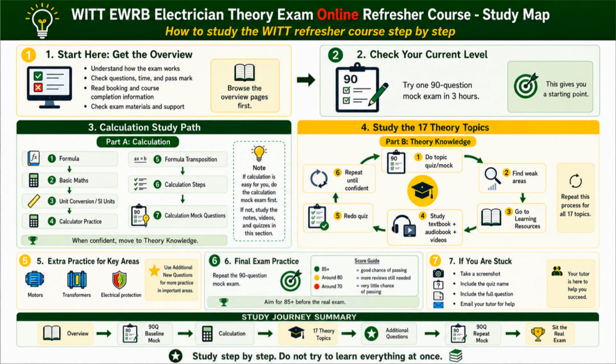The first step is to get the overview. Before you start serious study, please browse the overview pages first. You need to understand how the EWRB Electrician Theory exam works, how many questions there are, how long the exam is, what the pass mark is, how to complete this course, how to book your exam, and what materials you need for the exam. This step gives you the big picture.